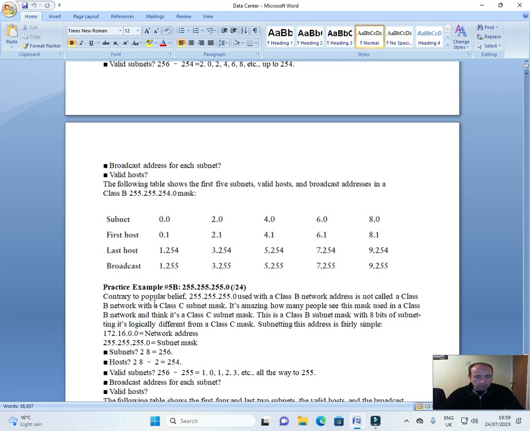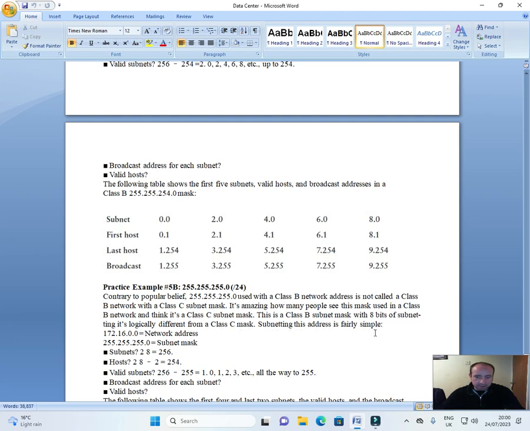Practice example 5b: 255.255.255.0/24. Contrary to popular belief, 255.255.255.0 used with a Class B network address is not called a Class B network with a Class C subnet mask. It's amazing how many people see this mask used in a Class B network and think it's a Class C subnet mask. This is a Class B subnet mask with 8 bits of subnetting. It's logically different from a Class C mask.